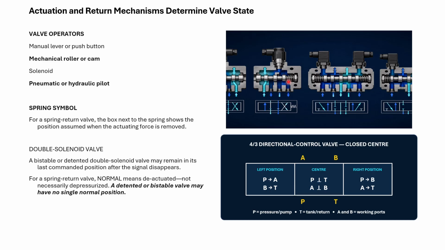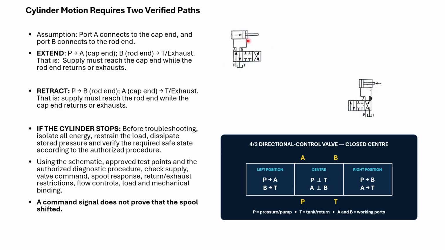For a spring return valve, normal means deactuated, not necessarily depressurized. A detented or bistable valve may have no single normal position. Cylinder is actuated. Require two verified paths.